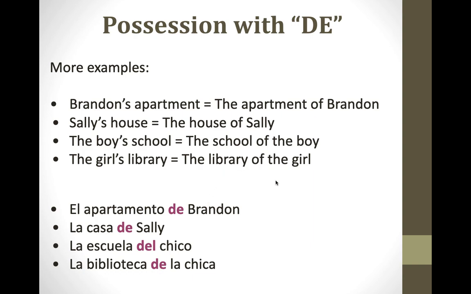I would like for you to pause the video and write down these examples. Okay, I want you to write Brandon's apartment equals the apartment of Brandon. And then finally include the translation, el apartamento de Brandon. Okay, when you're done, you can go ahead and get to work on your Canvas assignment.